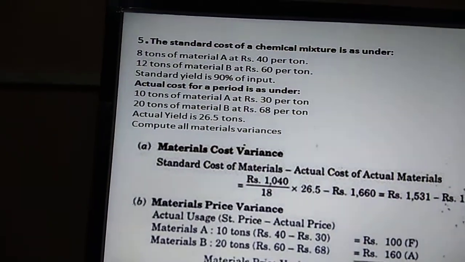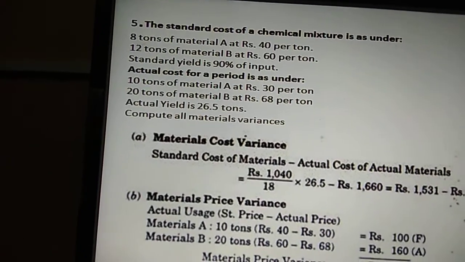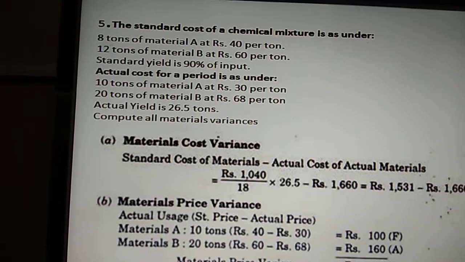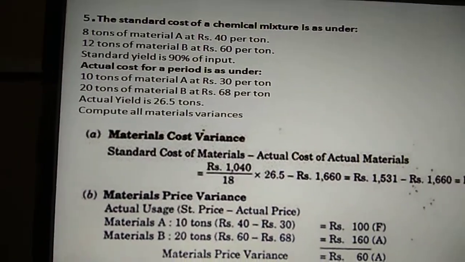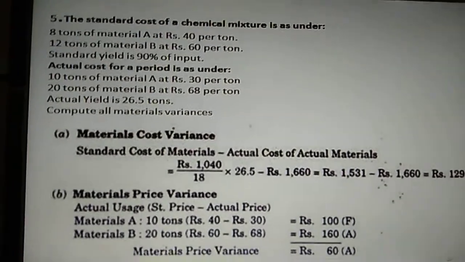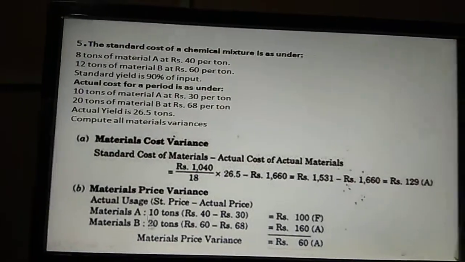26.5, and the actual cost of actual materials is given, 10 into 30, you will get 300. 20 into 68, you just add it, you will get 1660. So you are going to get this here as adverse. By mistake it is not done. You can do the working notes, I hope.